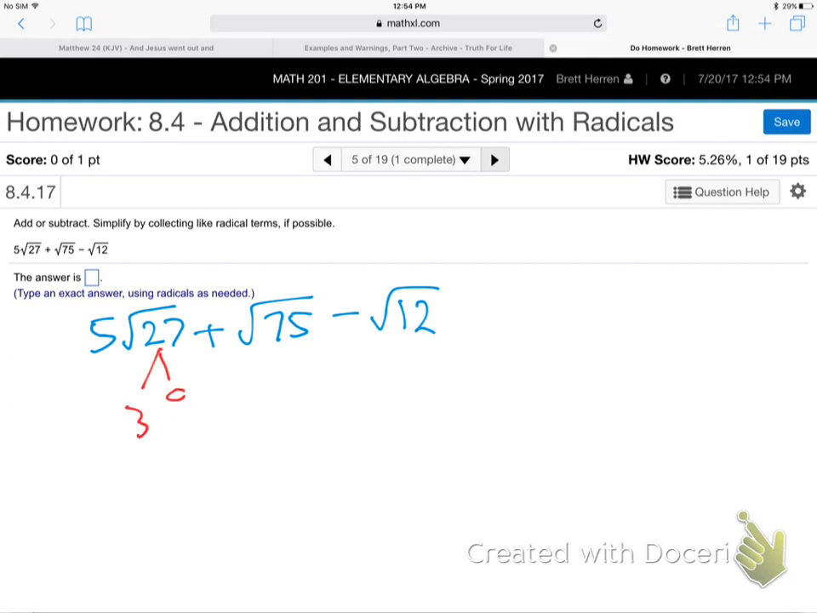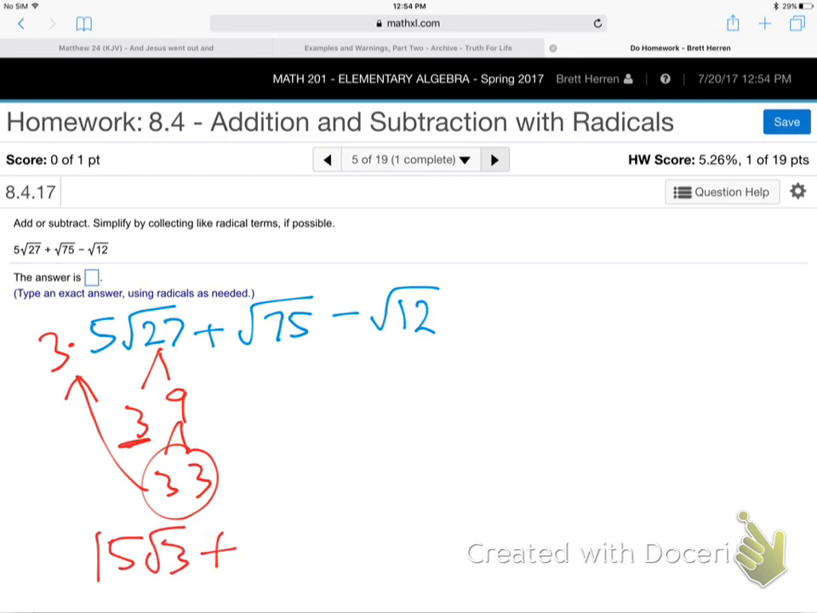Okay, 27 is 3 times 9. 9 is 3 times 3. 2 3's in, 1 3 out, 1 3's left in. So 15 root 3 for the first one.